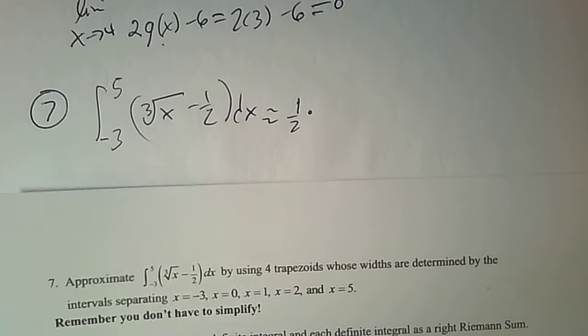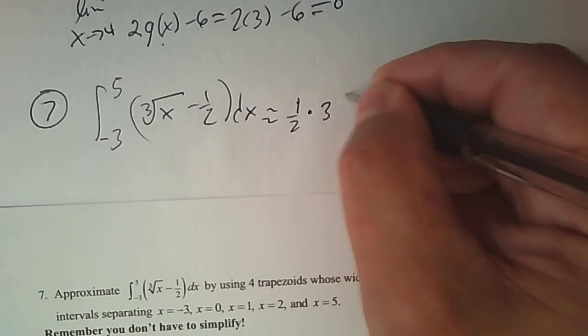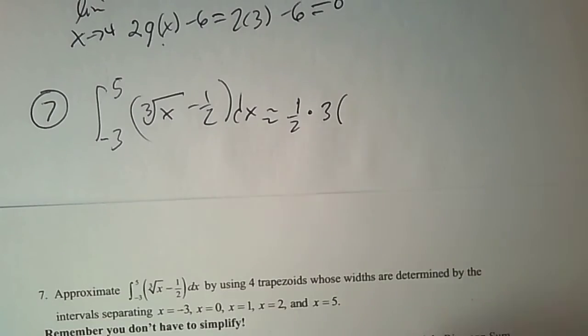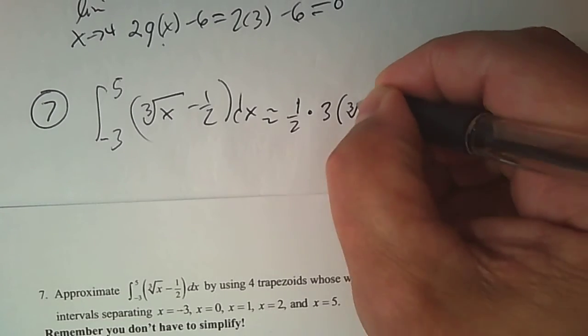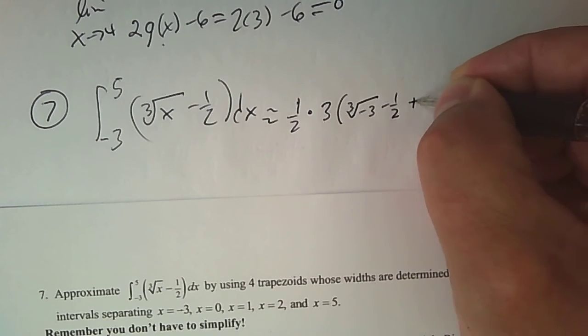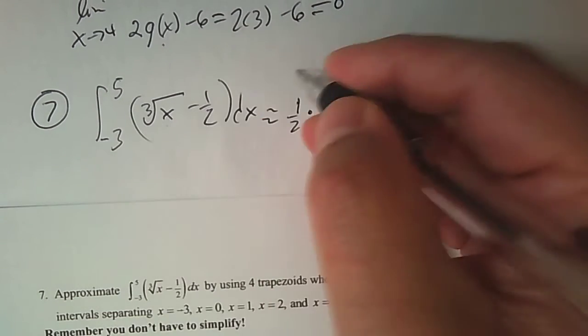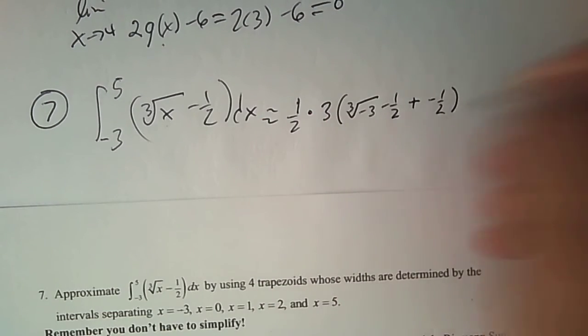The width of it is negative 3 to 0, so the width is 3. And then the first height, you need to plug in negative 3, so the cube root of negative 3 minus 1/2, plus the second height, you plug in 0. And if you plug in 0, you're just left with negative 1/2. And there's the first one. You're just going to follow that pattern over and over again.